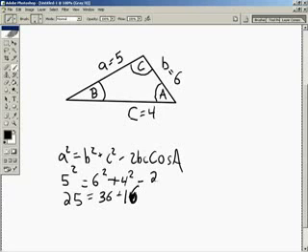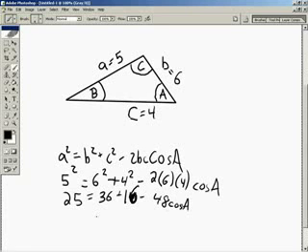Sorry. 2, and you said b was 6, c was 4, and we don't know cosine of A. So minus 2 times 6 is 12, times 4 is 48, cosine of A. So now we use a very handy trick that I like to call plugging all the numbers into the calculator. And we go 25 minus 36 minus 16 divided by negative 48, right? And do you know why we're doing this? To get the answer? Not quite.